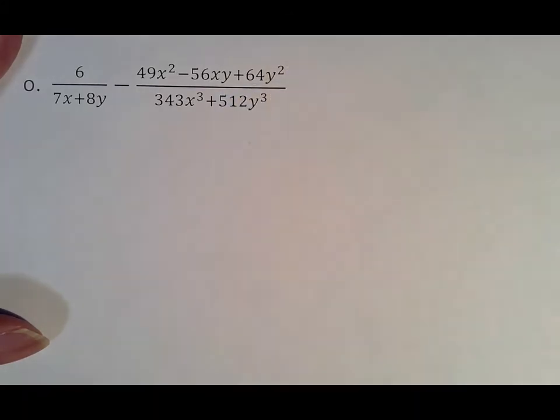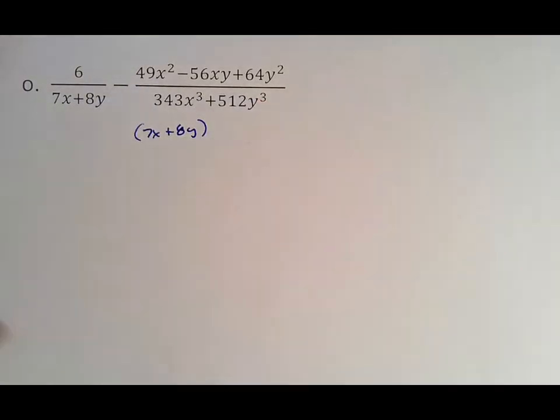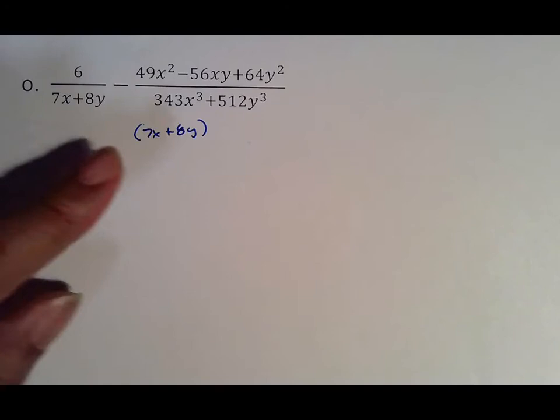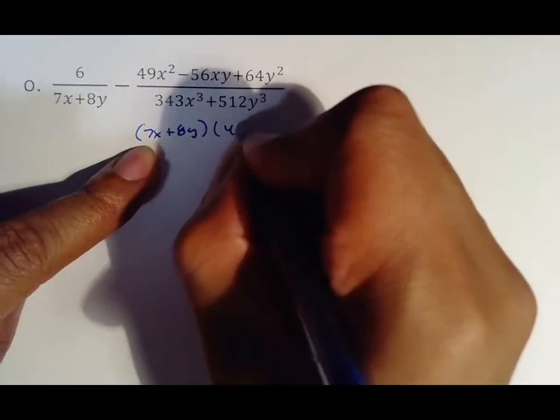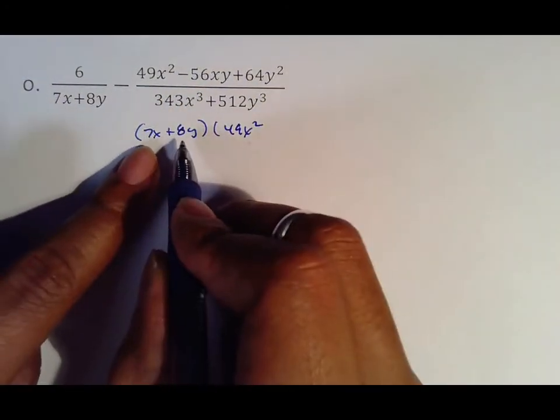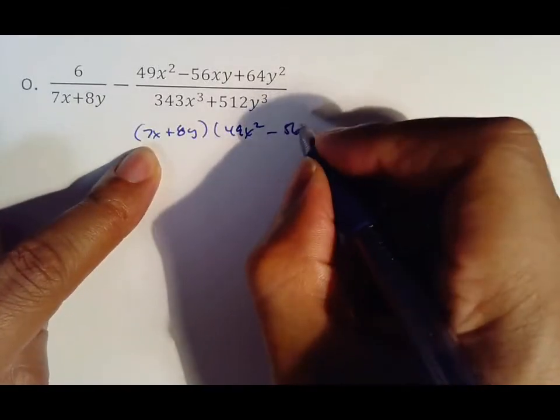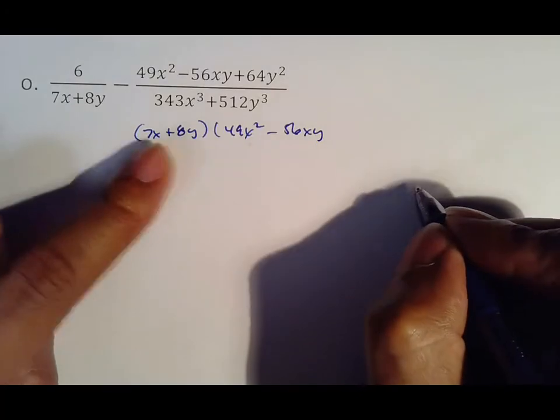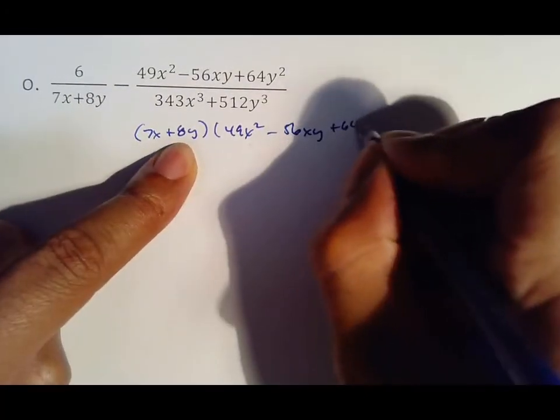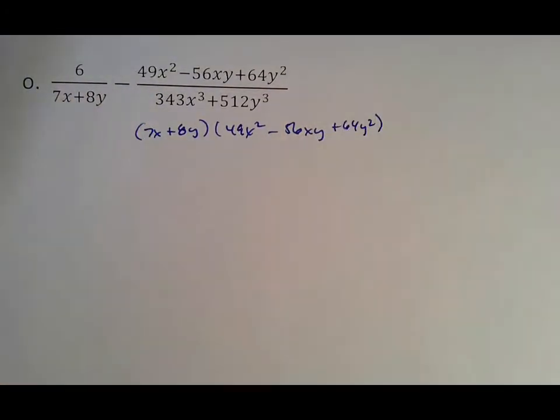Yep, it is. So these are perfect cubes, which means that this is the perfect cube of 7x plus 8y. And let's see if you remember the formula. It is a squared, which means 49x squared. Switch the sign, so minus ab, which would be 56xy, plus b squared, which is 64y squared. And look at that, it matches what's on the top.